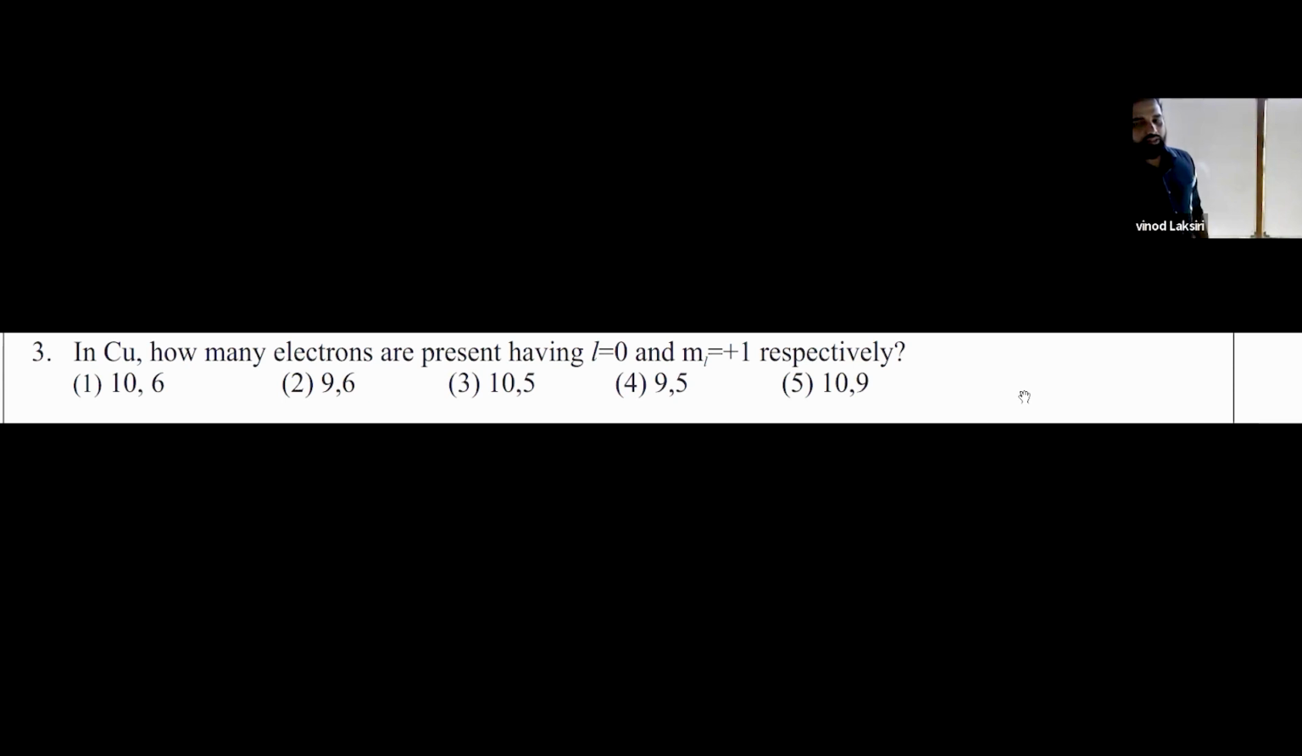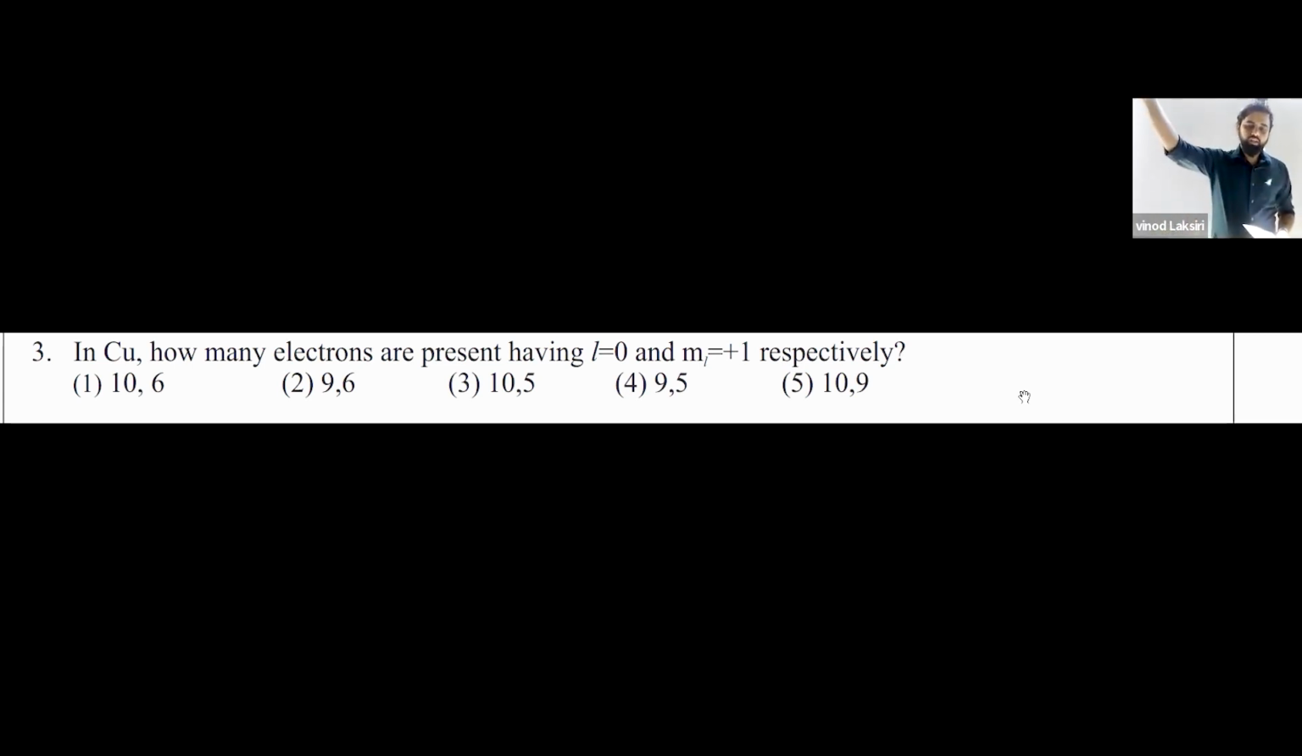So when we consider the S sub energy level, it contains one orbital. What is the Ml value? 0. When we consider the P sub energy level, there are 3 orbitals. What are the Ml values? Minus 1, 0, plus 1. Therefore, the P subshell contains the plus 1 Ml value. Then we consider the D sub energy level. There are 5 orbitals. What are the Ml values? Minus 2, minus 1, 0, plus 1, plus 2. Therefore, D also contains Ml equal plus 1.